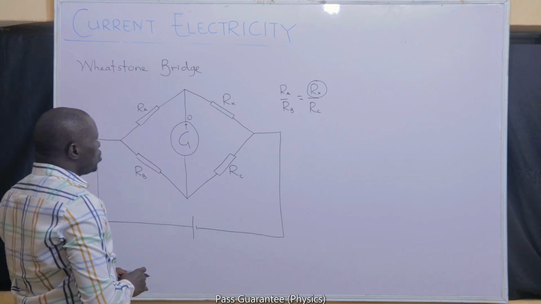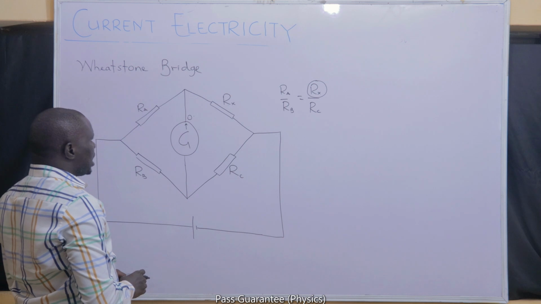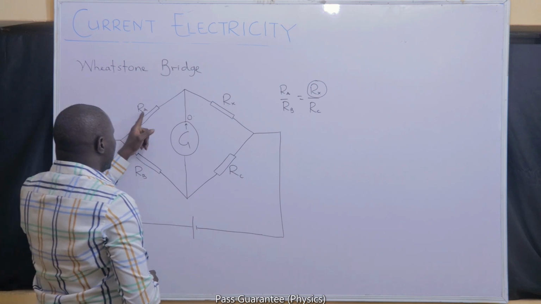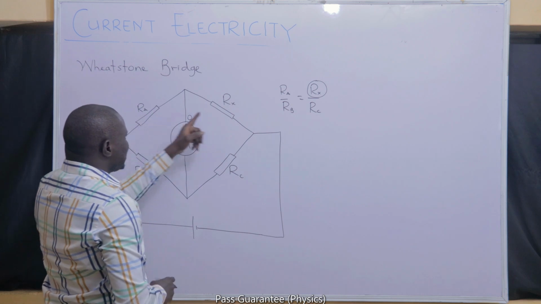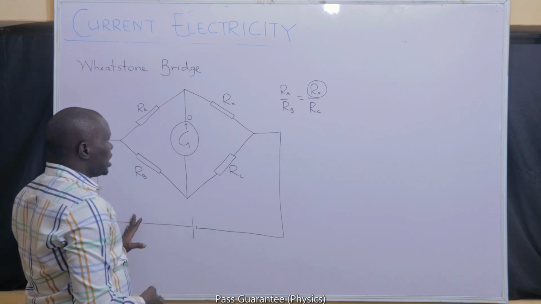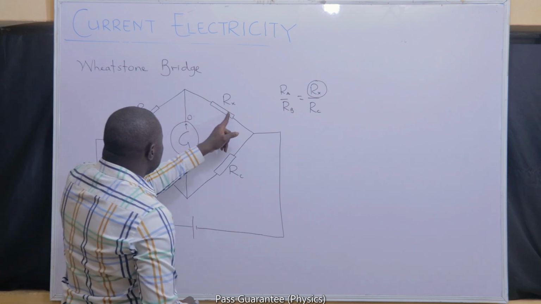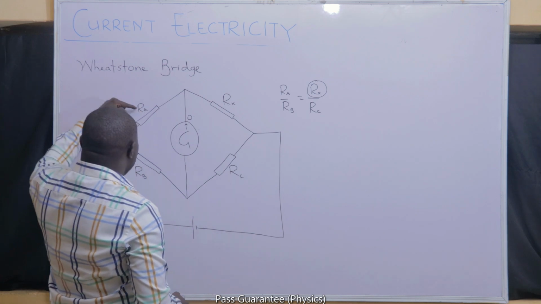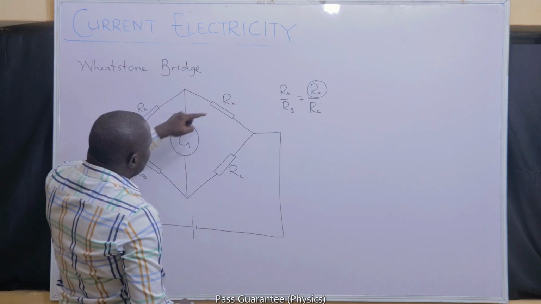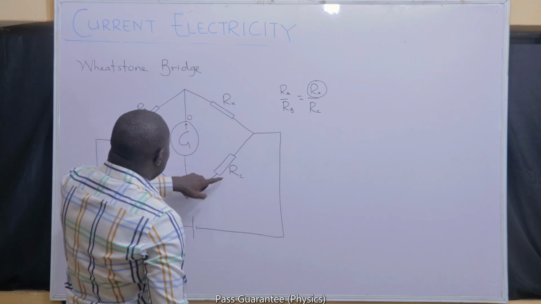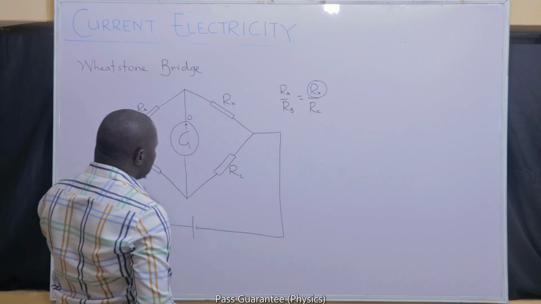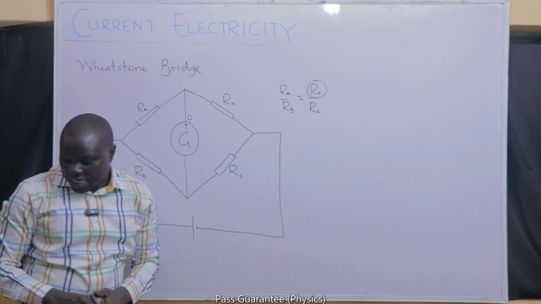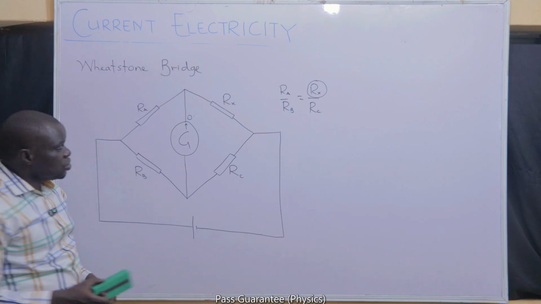I can also take the ratio differently. I can take any adjacent pair of resistances. I can take RA over Rx is equal to RB over RC, or I can take RA over RB is equal to Rx over RC. I cannot just take opposite pairs. That's what I must not do. I can only take adjacent pairs, and that is just what is there for the Wheatstone bridge.